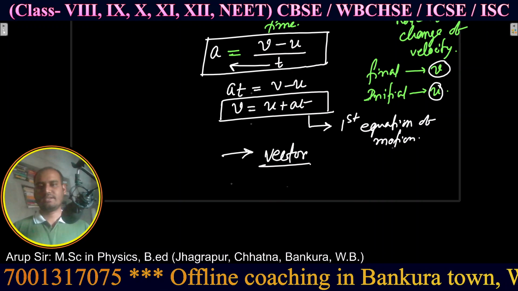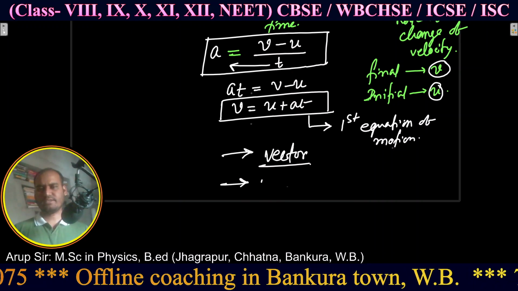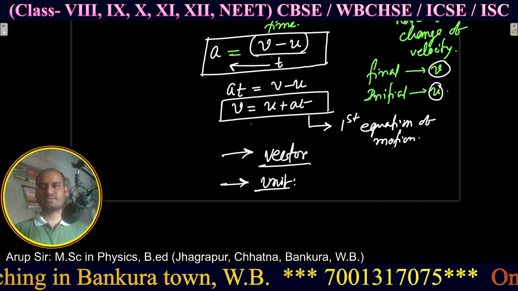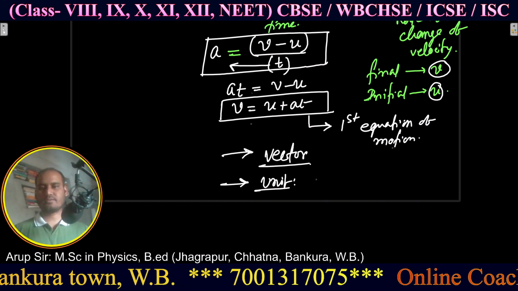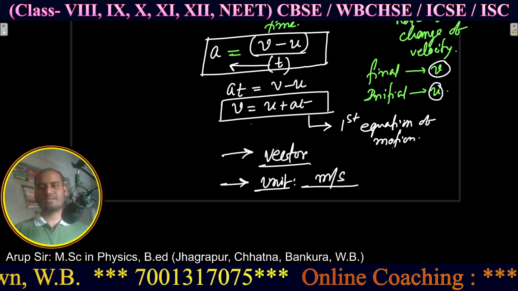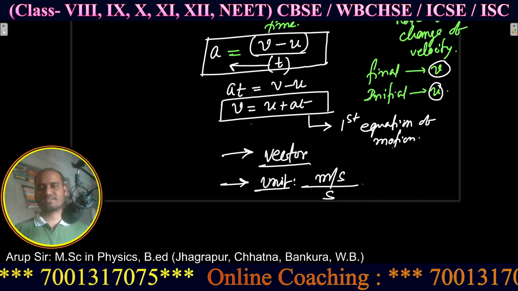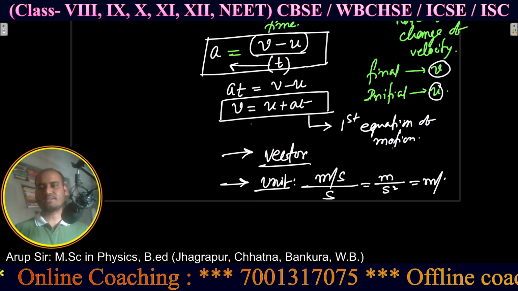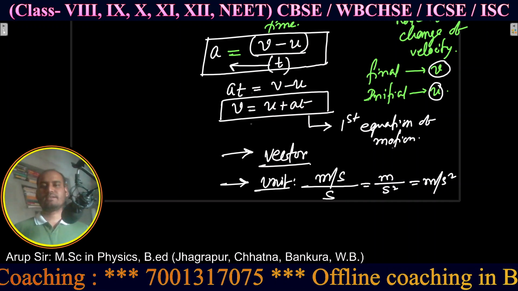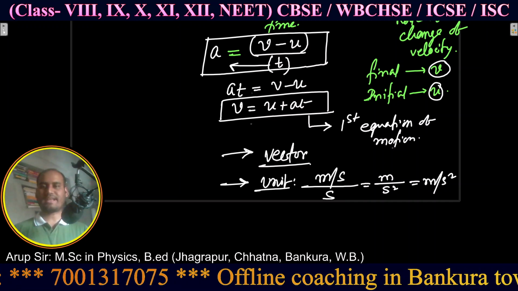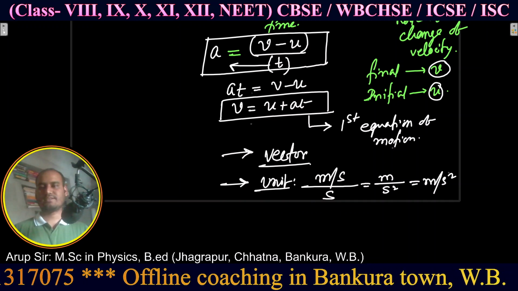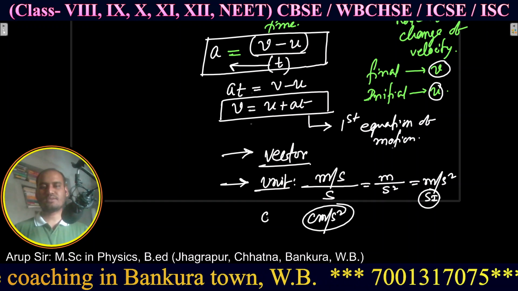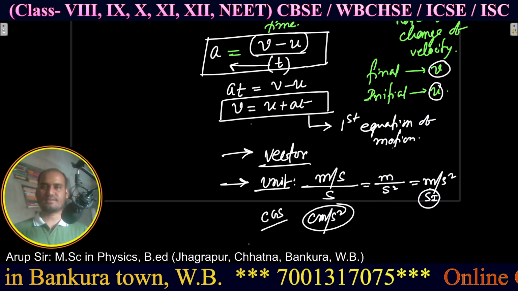Secondly, let's come to its unit. Acceleration is change of velocity by time. Velocity has the SI unit meter per second, and divided by time, that is second, so meter per second into second means meter per second square. So we get the unit meter per second square for acceleration. This is the SI unit. For the CGS unit, it will be centimeter per second square.